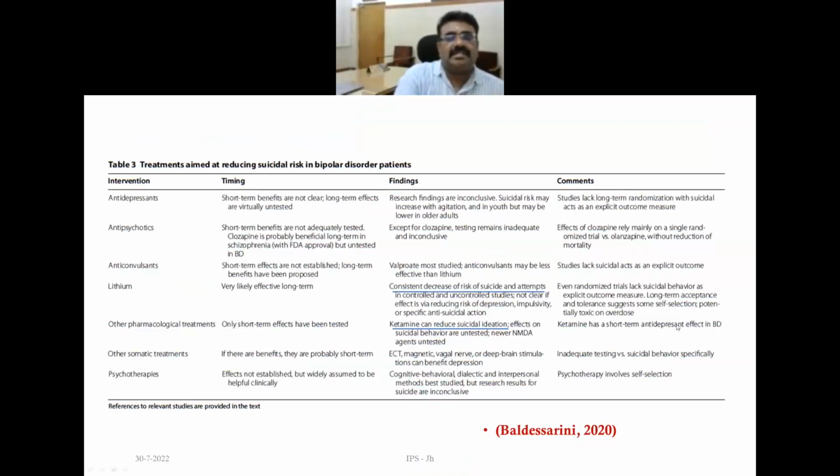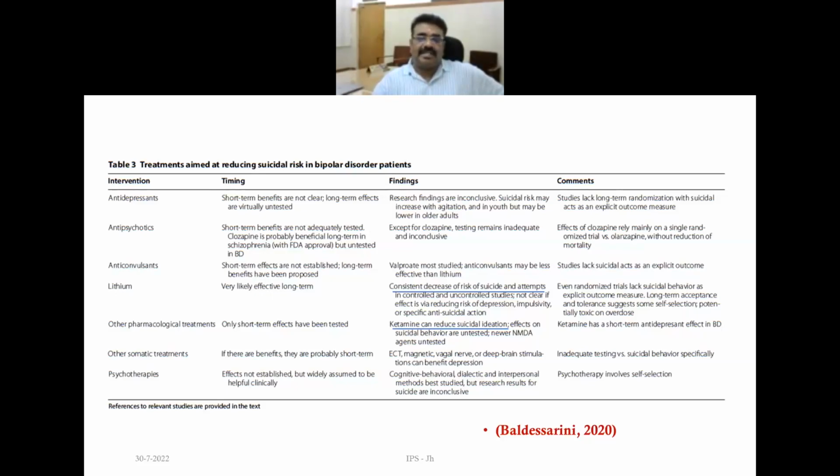And what are the treatments that are available for suicidal risk? This table has highlighted almost all the treatments that we use in patients with bipolar depression. But in terms of the evidence available, lithium is one of those drugs that has been consistently shown to reduce the risk of suicide attempts, as well as ideation. And of late, ketamine has been discovered as another drug that can reduce suicidal ideation.